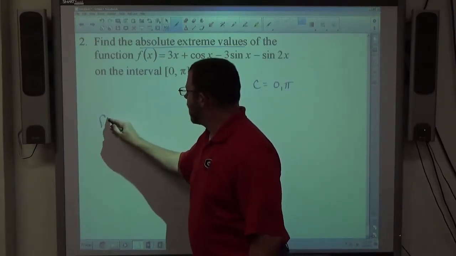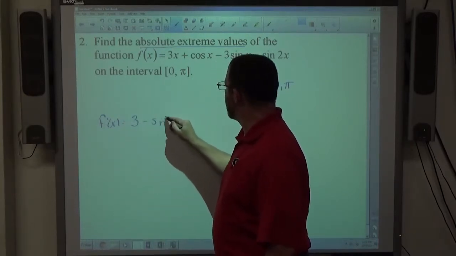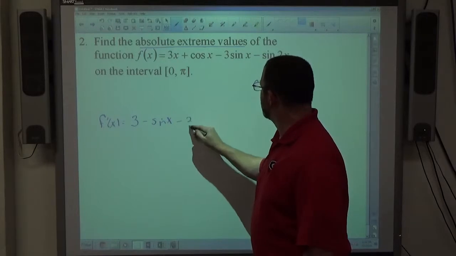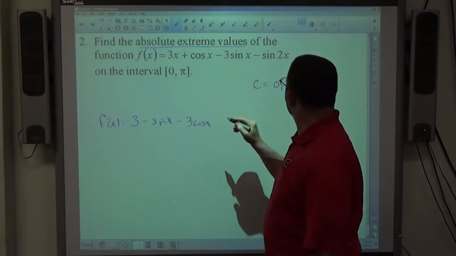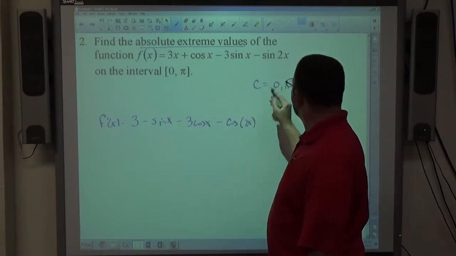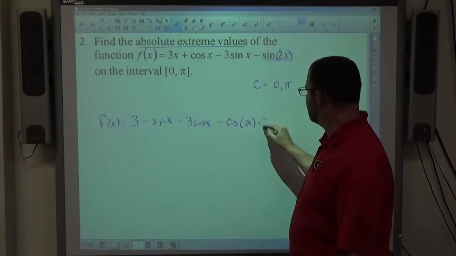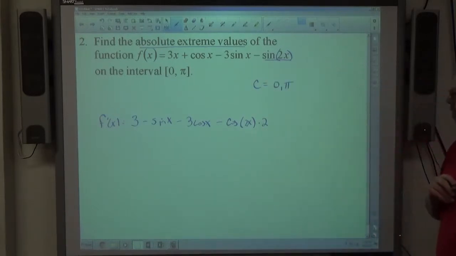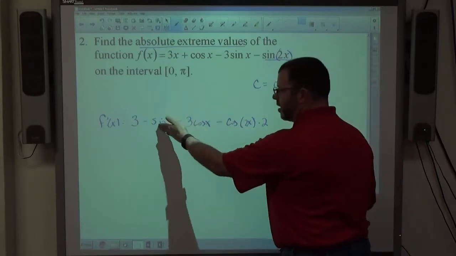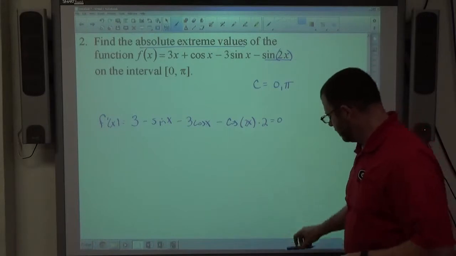So f prime of x is going to equal 3 minus sine of x minus 3 cosine of x minus cosine of 2x. And since that's sine of 2x, it's cosine of 2x, the derivative of sine, but then times 2, the derivative of 2x; I have to do the chain rule for that one piece there. Looking at that, it doesn't look very easily solved. I can obviously see that it's not going to be undefined because sine and cosine are never undefined. But to set it equal to 0 would be somewhat challenging.